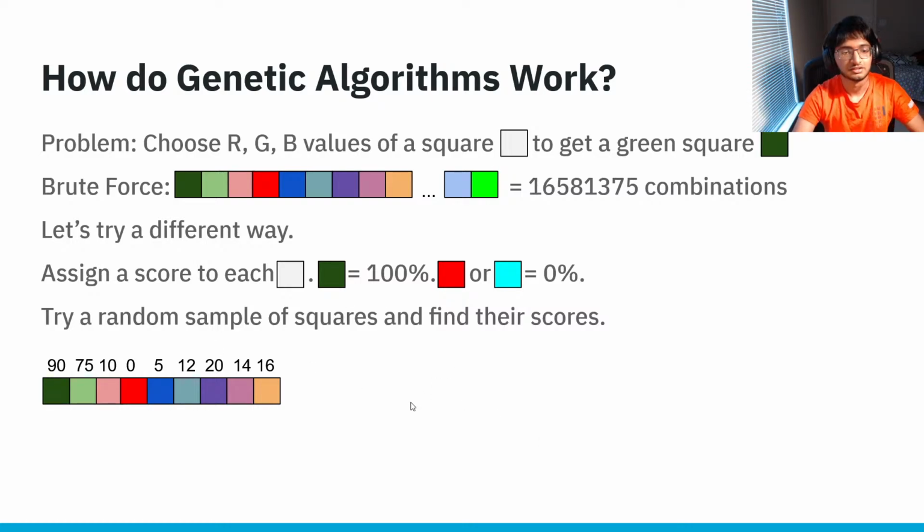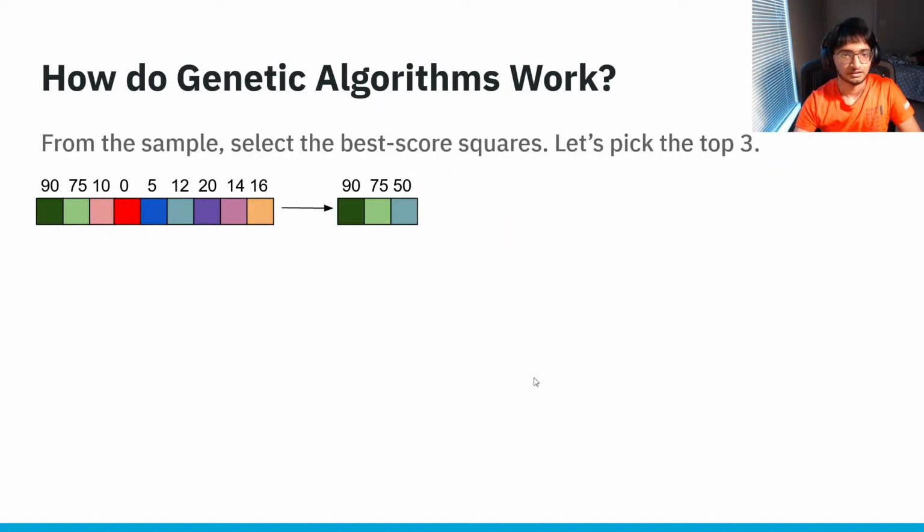I'll keep going then. So we choose a random sample of the squares and we try to find the scores. So here we have green, red, and so forth. And then from the sample we pick the best score square. So here let's pick the top three. So I pick dark green, green, and some version of blue green. So these are the best squares.